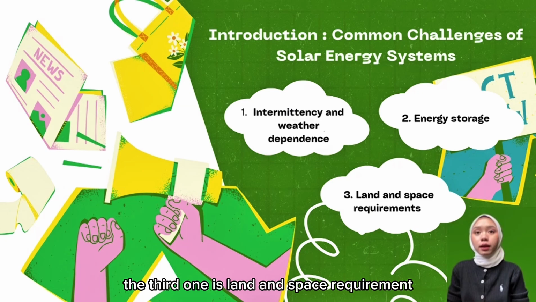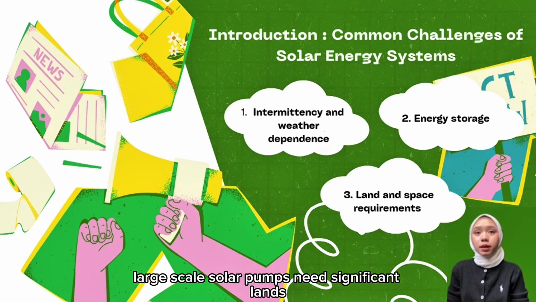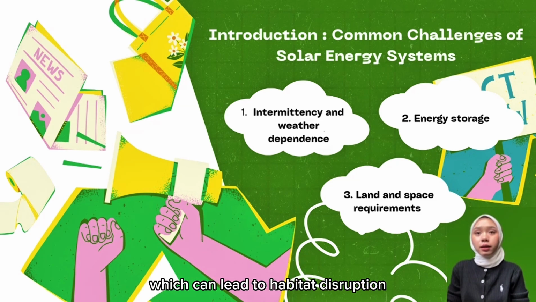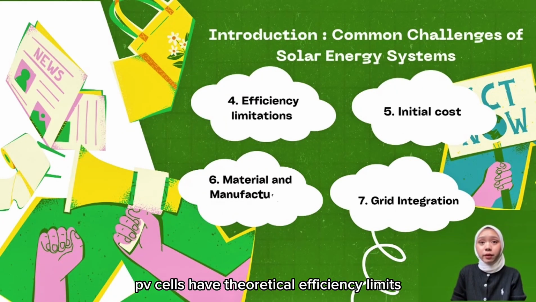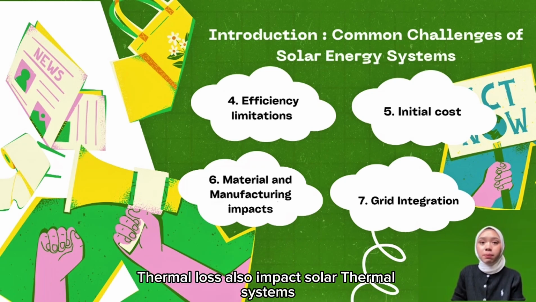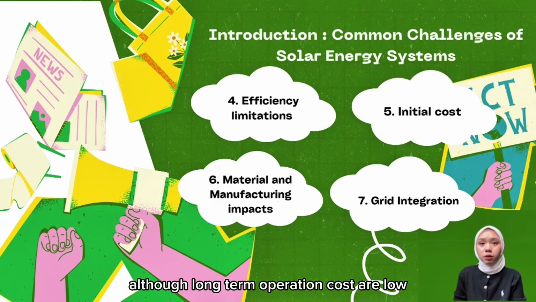The third one is land and space requirement. Large-scale solar farms need significant land, which can lead to habitat disruption or land use conflict. The fourth one is efficiency limitation. PV cells have theoretical efficiency limits. Thermal loss also impacts solar thermal system. And the next one is initial cost. High upfront cost for equipment, installation and infrastructure, although long-term operation costs are low.